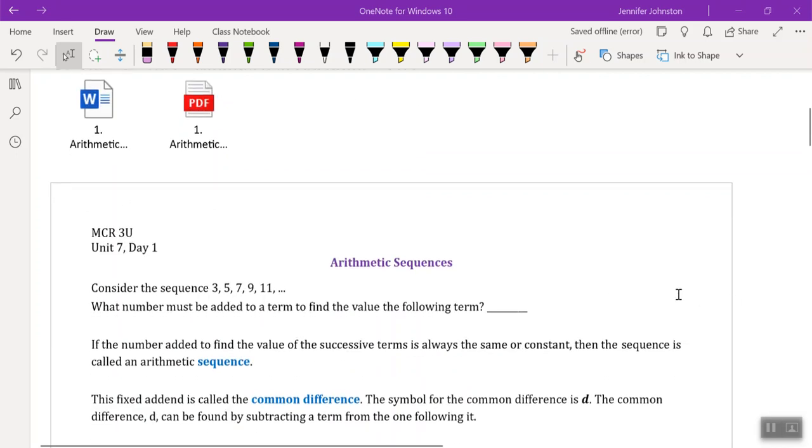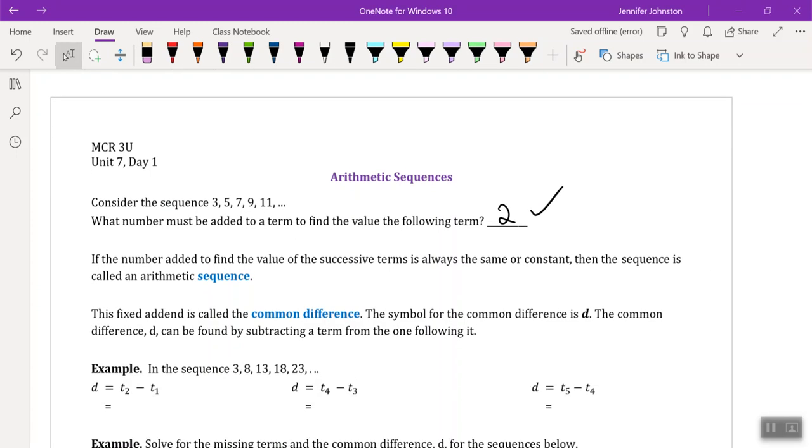So arithmetic sequences are something considered like this. Consider the sequence 3, 5, 7, 9, 11. Can you guess what the next terms are going to be? And what number must be added to a term to find the value of the following term? If we have 3, what value was added to get 5? And then 5, what value is added to get 7? And so forth. Well, if you guessed 2, you're correct.